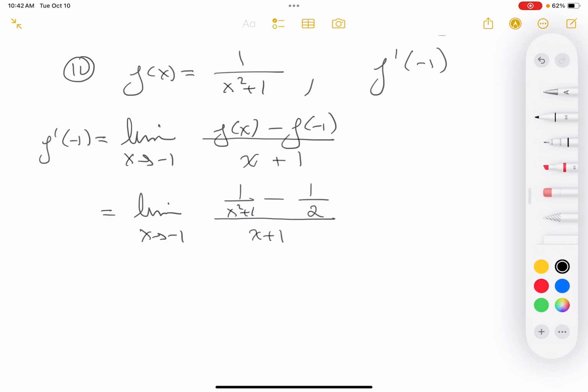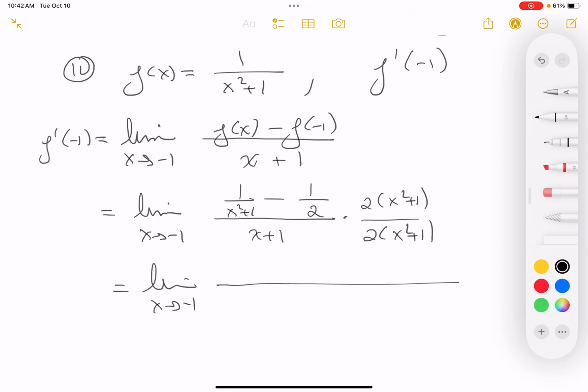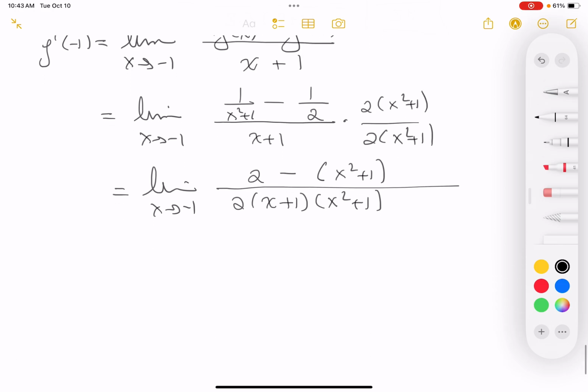What do you get here? X plus 1. What I'm going to do here is multiply the top and the bottom by the minor LCD, which is 2 times x squared plus 1. Limit x goes to minus 1. On the bottom you get 2, x plus 1, x squared plus 1. What do you get on top? You get 2 minus, in parentheses, x squared plus 1.